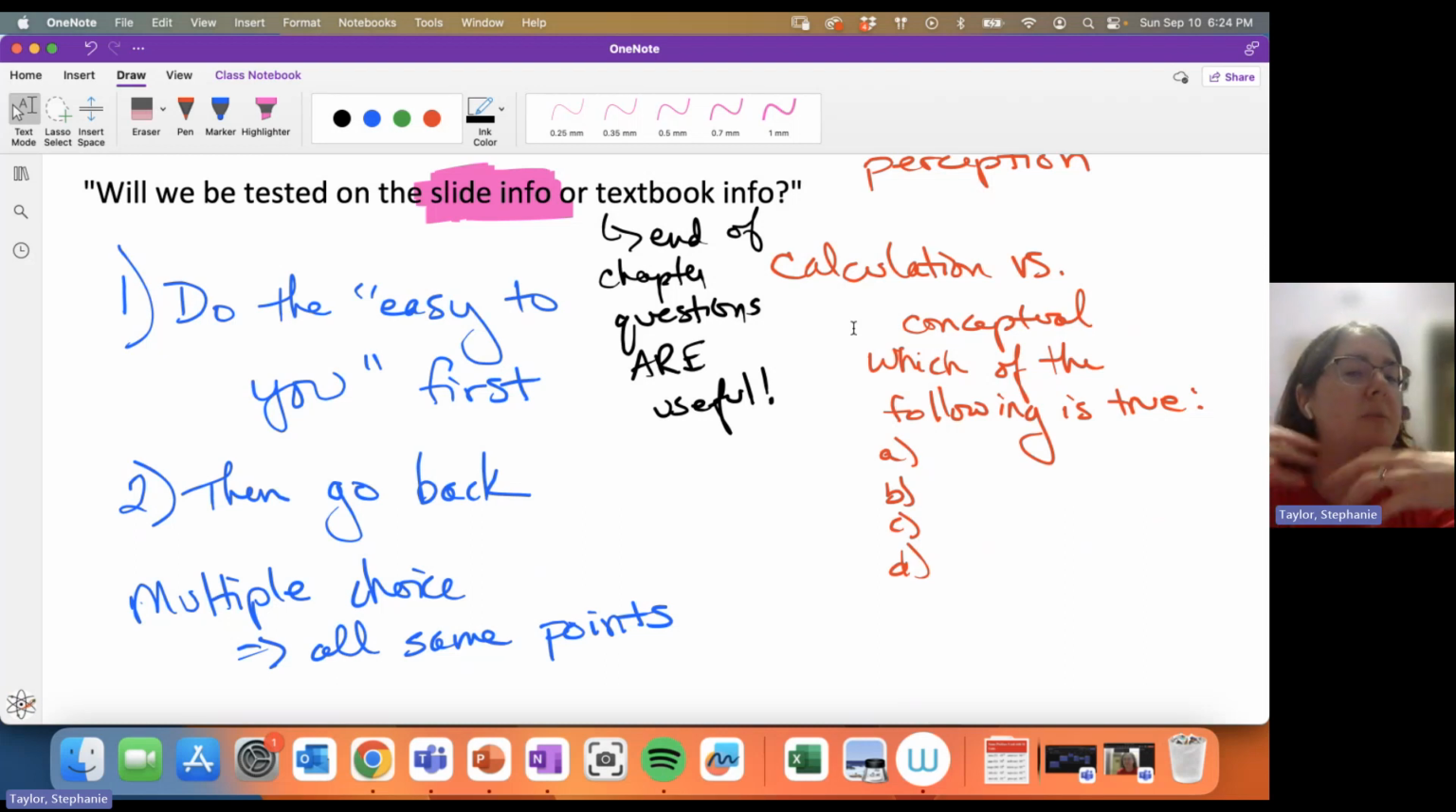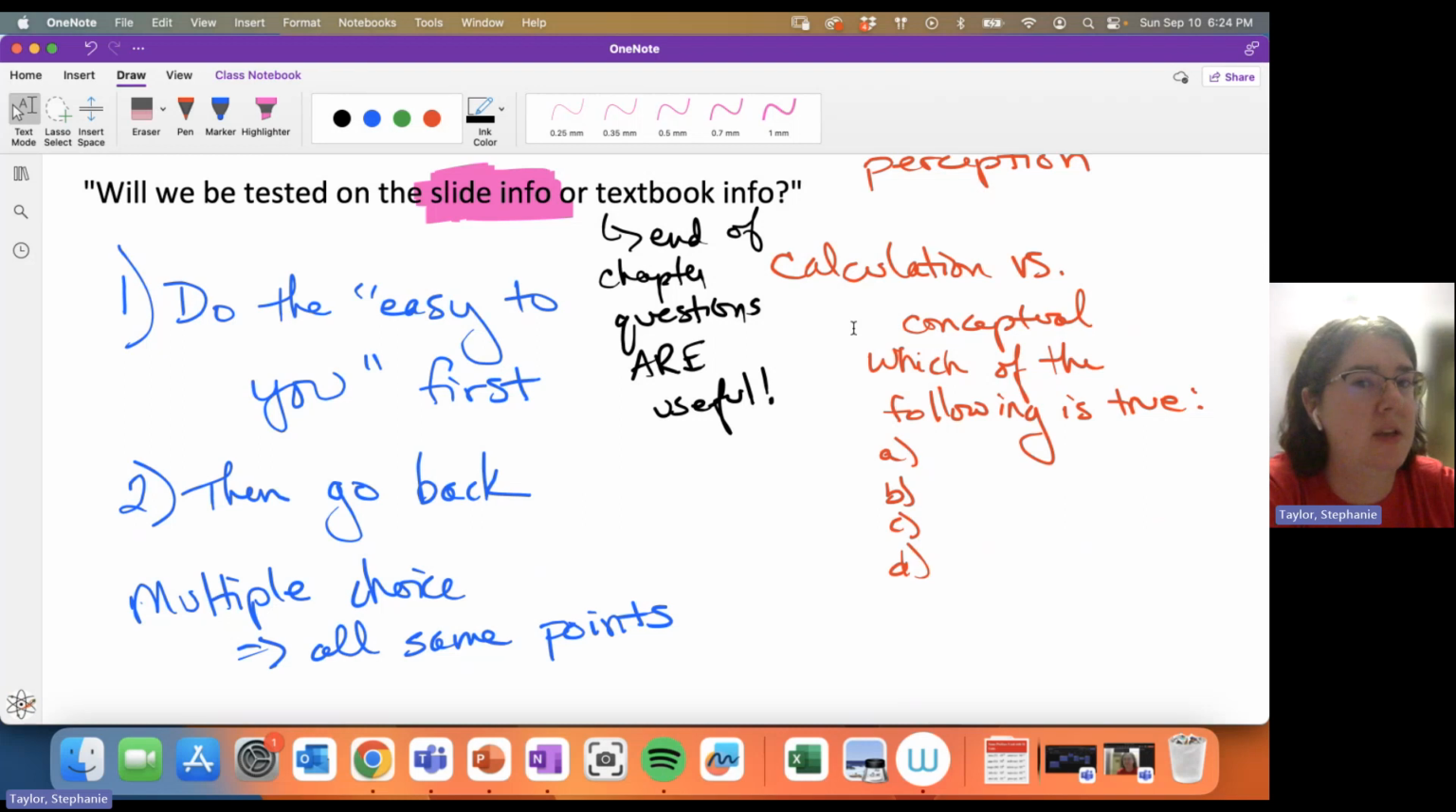These can be the things that are most familiar. Maybe they're the calculation questions. Maybe they're the conceptual questions. Maybe they're everything out of chapter 4. Maybe that's your favorite stuff. I don't know. But whatever you think is easiest, whatever you are confident in, do that first, then go back.